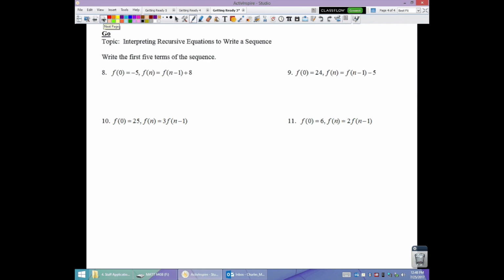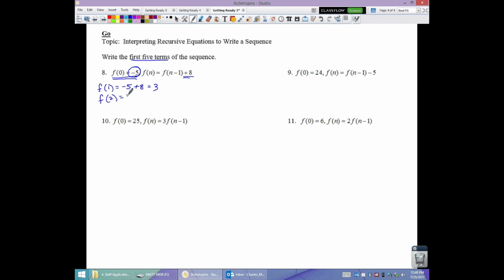And we want to look at these recursive equations and come up with the first 5 terms. Okay, so f of 0 is where I'm starting, but my first 5 then would be 1, 2, 3, 4, 5. So to get f of 1, this formula tells me go back to f of 0, well that's -5, and add 8 to it. So -5 plus 8 is 3, right? So we took where they told me to start, -5, and we just added 8. So to continue, I just need to keep adding 8.